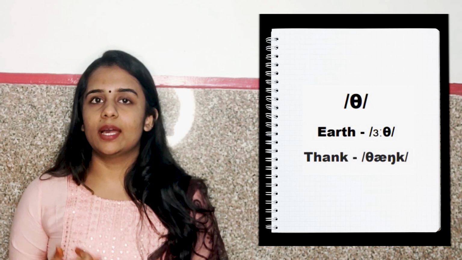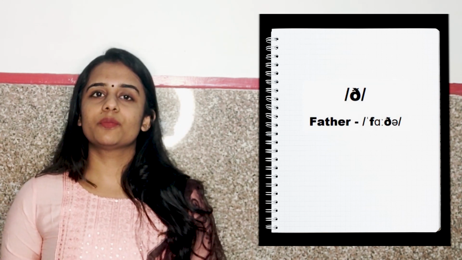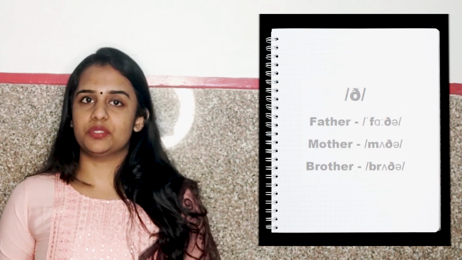And the next sound is represented like this, like a theta. The words which make use of this sound are earth, fan, all these words. And the next sound is the voiced th, and the words which make use of this sound are father, mother, brother, all these words.